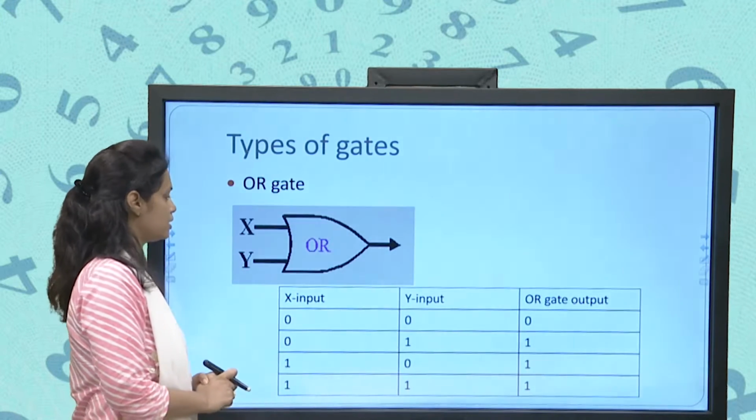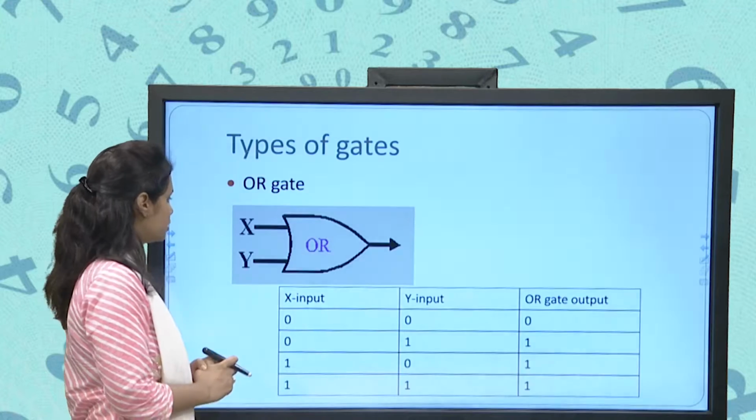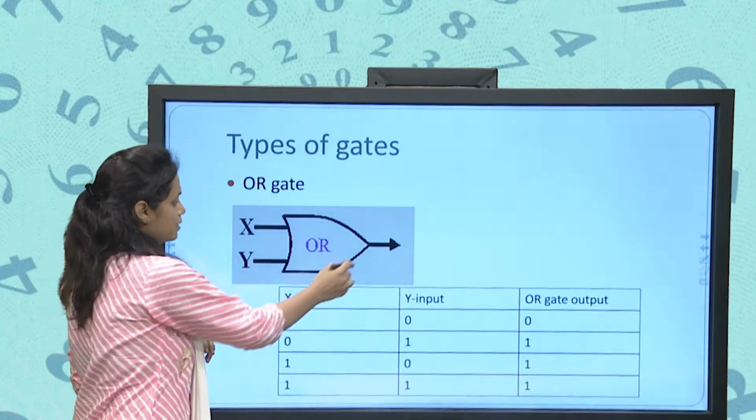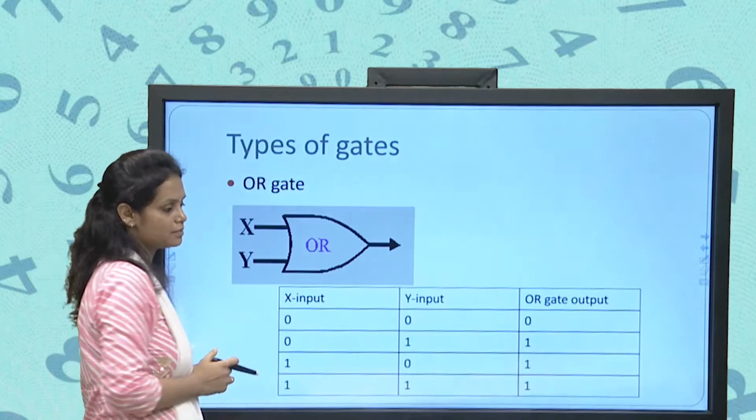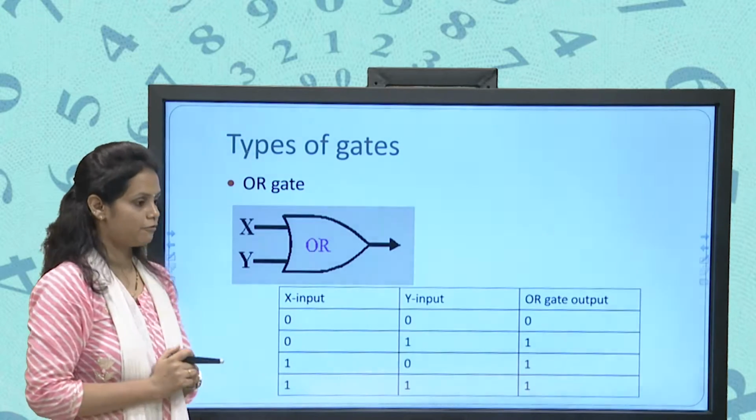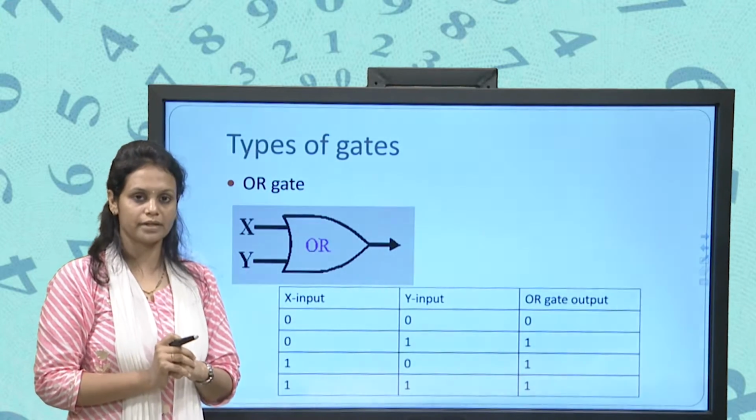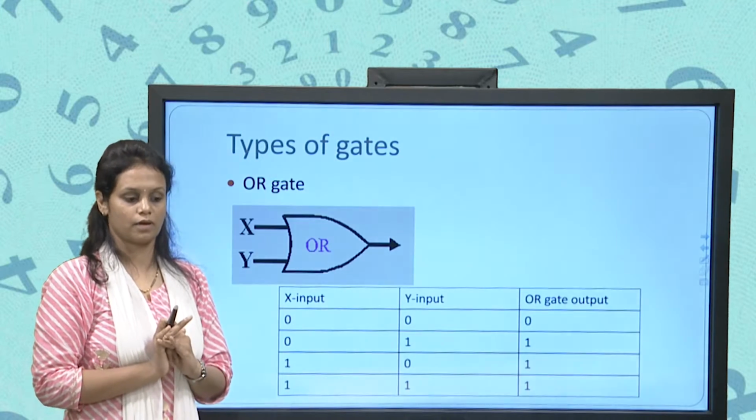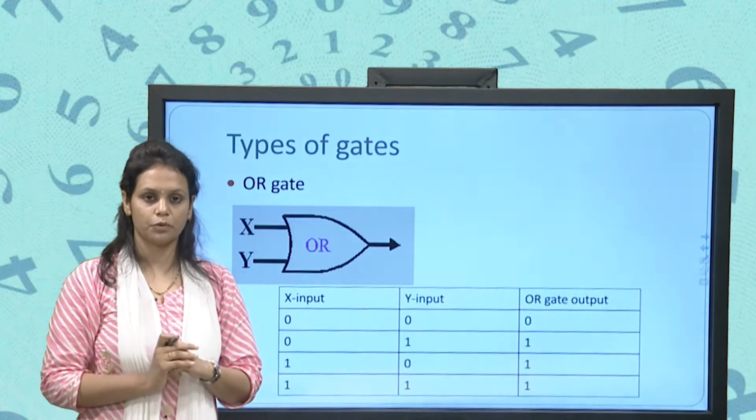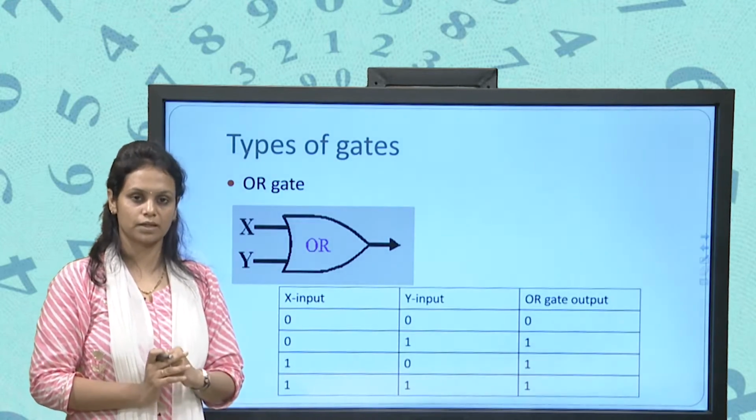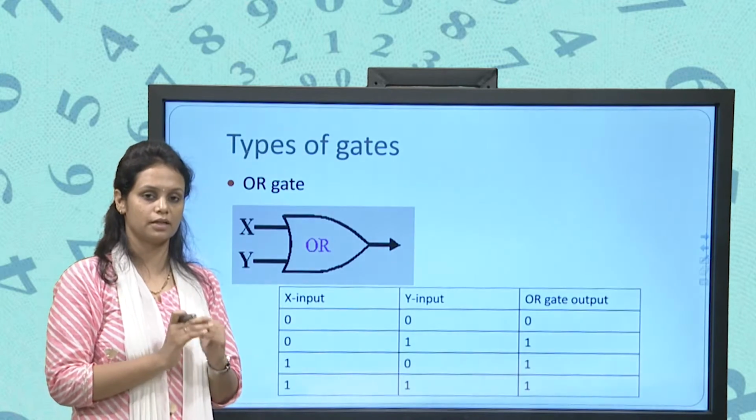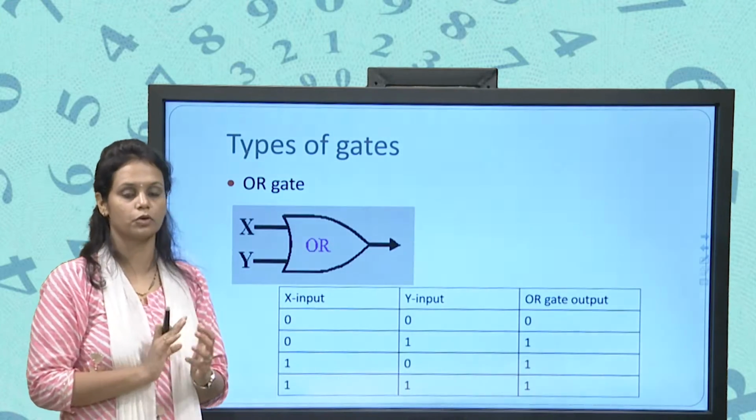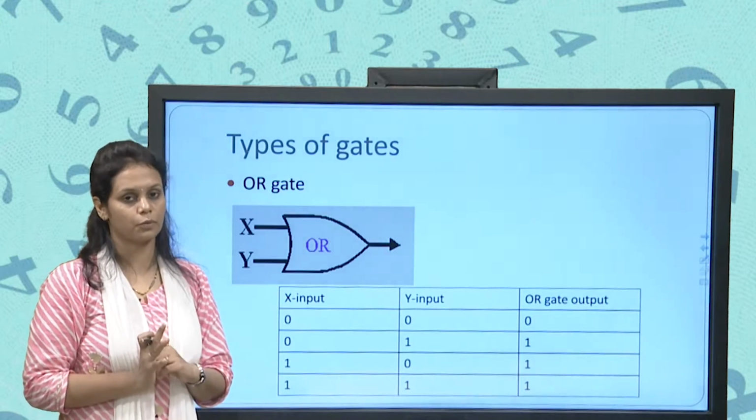What is the input in the OR gate? There are 2 inputs in the OR gate, X and Y, and it will generate the output. What is the meaning of the OR gate? If at least one input is 1, then our output is 1, otherwise it is 0. That means, if your 2 inputs are 0, then the output is 0.